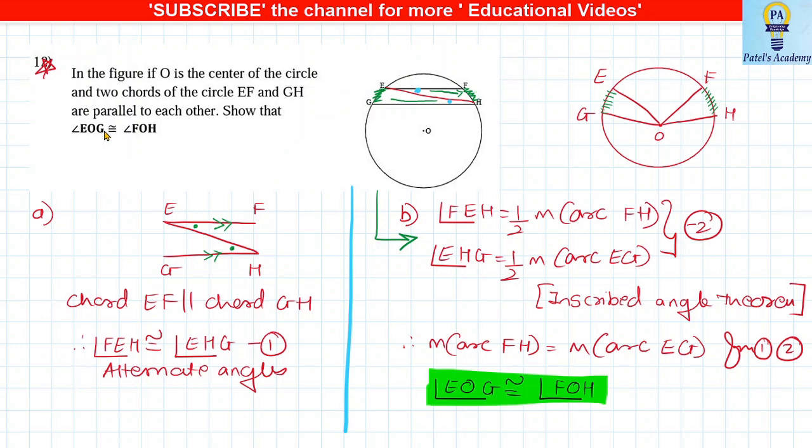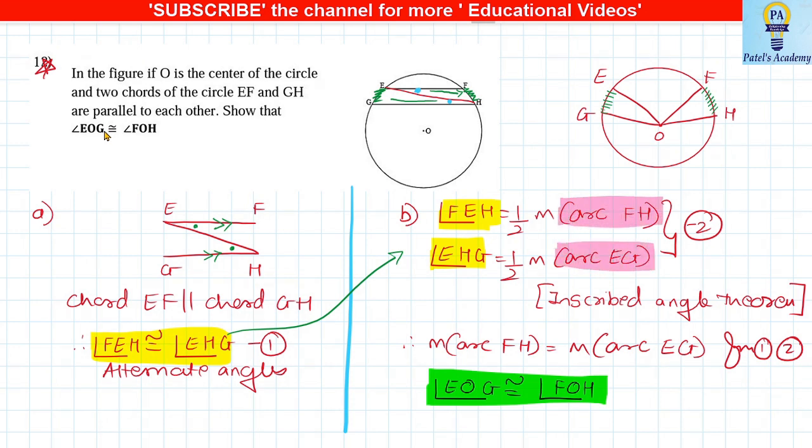Okay, now let me remove everything. Now just have a look at the steps I'm showing you. I'm highlighting with yellow color. See here, angle E is equal to angle H. I've shown here, right? Now these angles are here also. Angle E equals angle H, right? So if angle E equals angle H, can I say that arc FH will be equal to arc EG, right? From 1, 2 and 3, right? Arc FH equals arc EG.